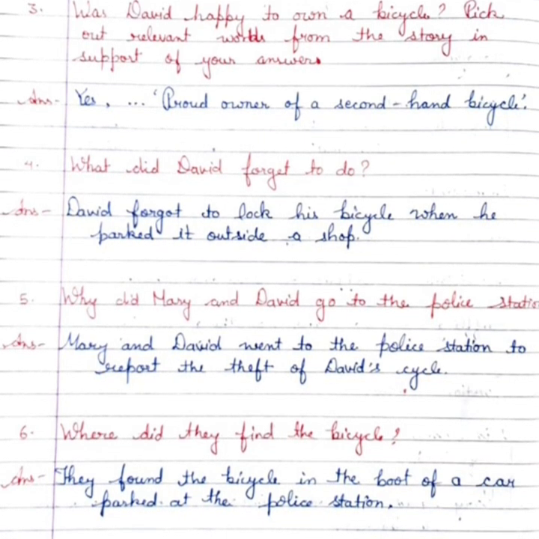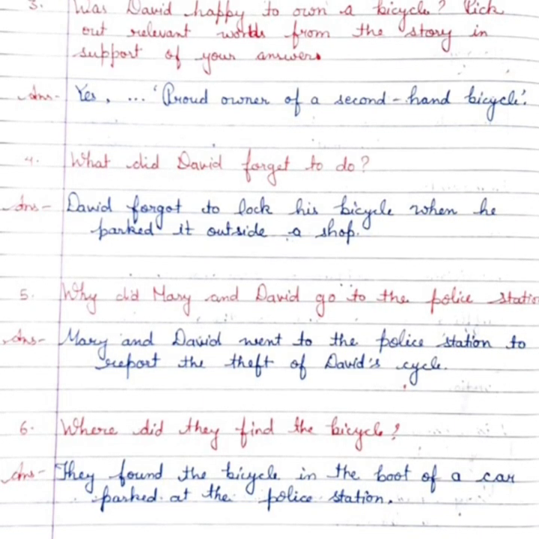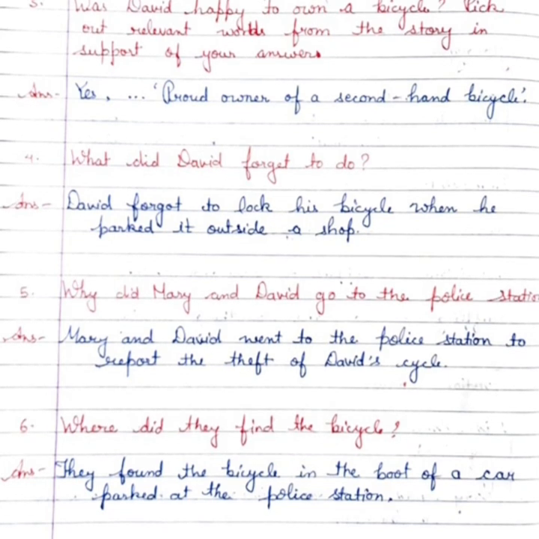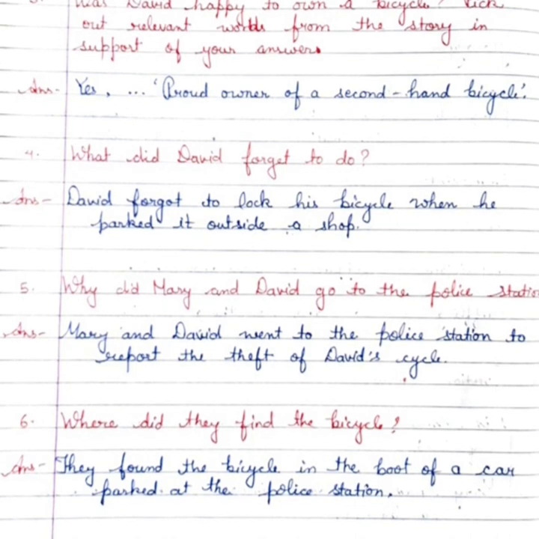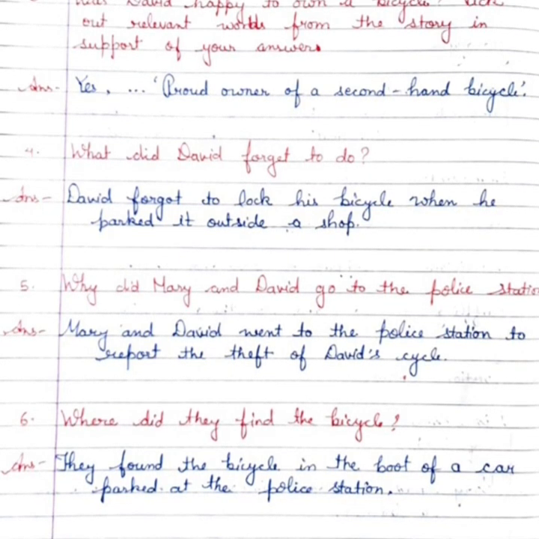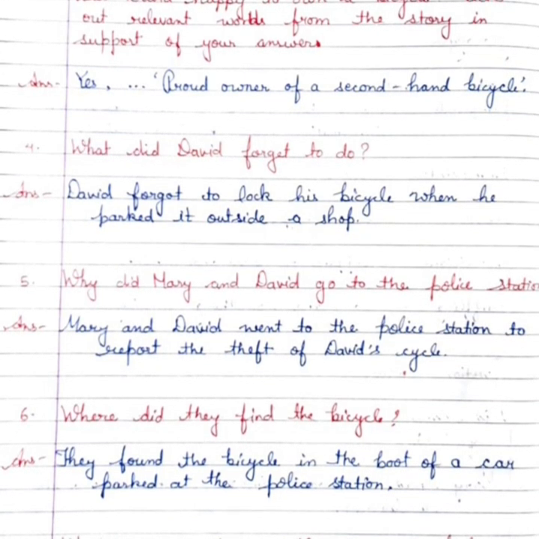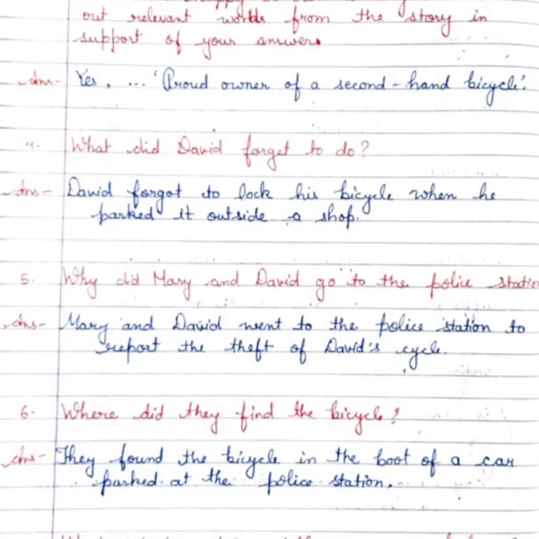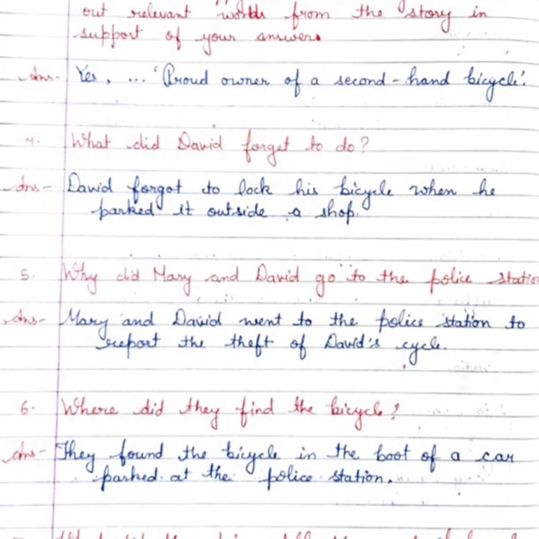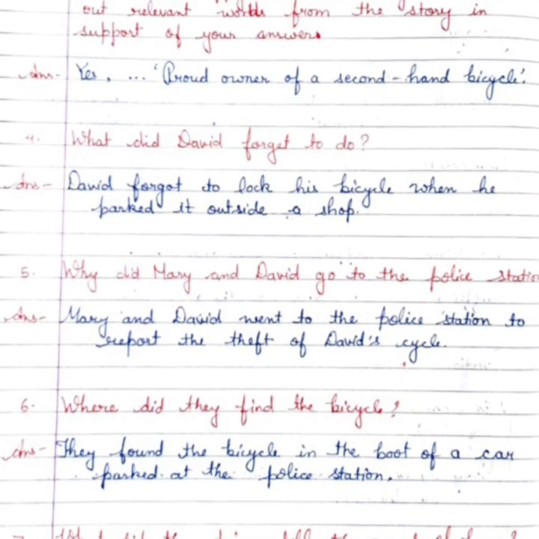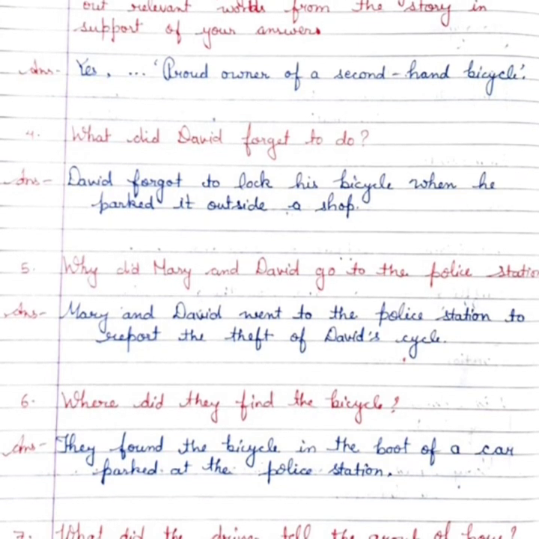Question number 4 is here, what did David forget to do? So what he forgot to do? Very easy, lock the bicycle. So let's do, David forgot to lock his bicycle when he parked it outside of a shop, or you can say outside of a market, supermarket. Then fifth question is here, why did Mary and David go to the police station? So why did they go there? They go, why? Because they want to report that the bicycle was stolen. So let's write the answer.